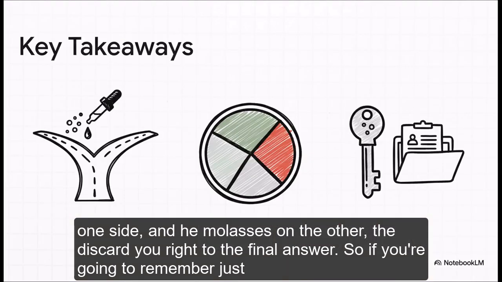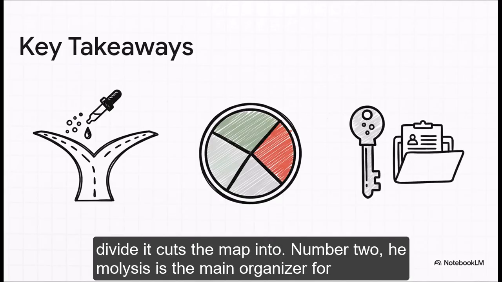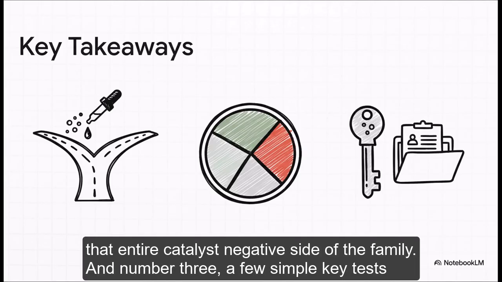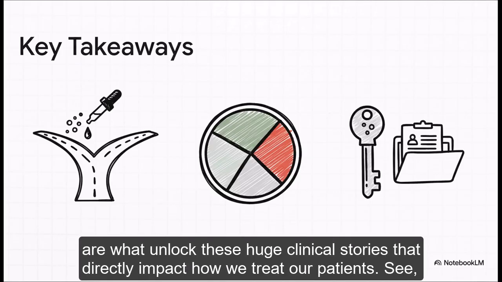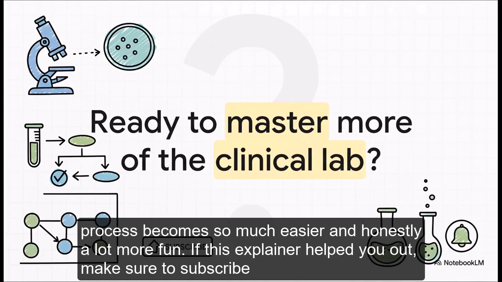So if you're going to remember just 3 things from all of this, make it these. Number 1, catalase is the great divide. It cuts the map in 2. Number 2, hemolysis is the main organizer for that entire catalase-negative side of the family. And number 3, a few simple key tests are what unlock these huge clinical stories that directly impact how we treat our patients. See, the moment you stop trying to just memorize a list of names and you start following the logic of the map, this whole process becomes so much easier and honestly, a lot more fun.